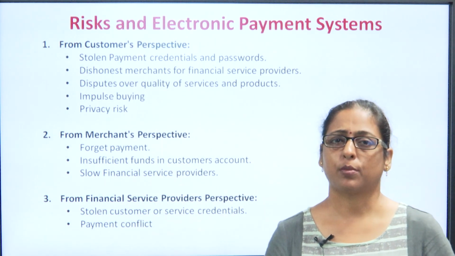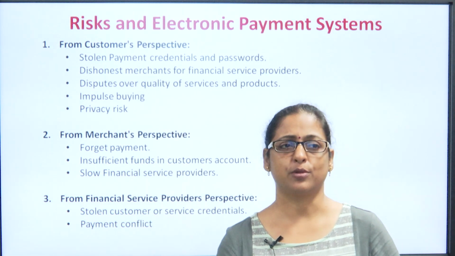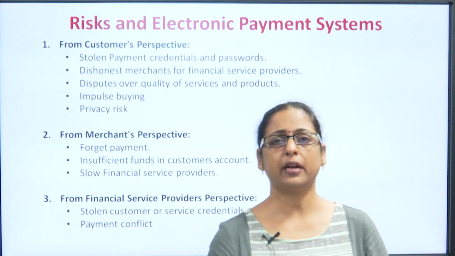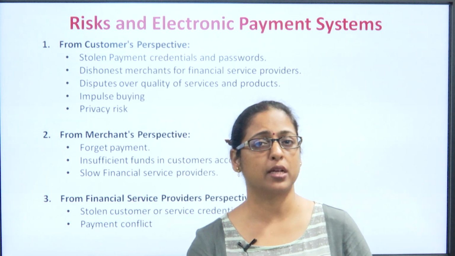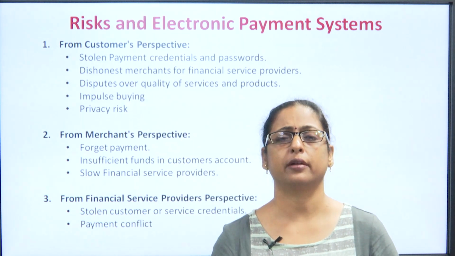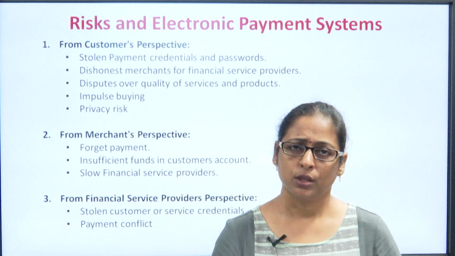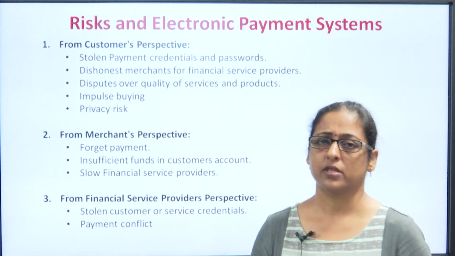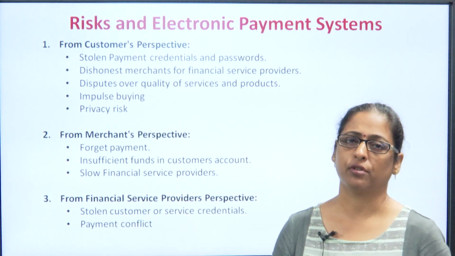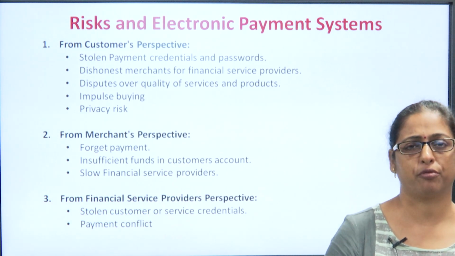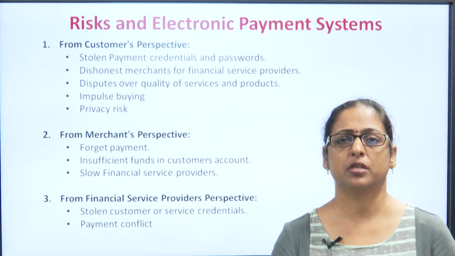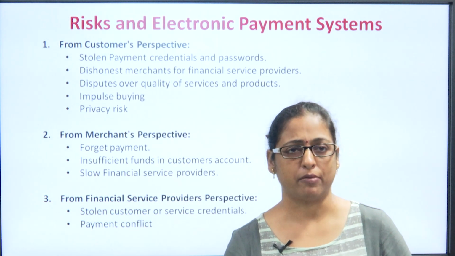Then impulse buying is a problem. Impulse buying is basically a concept where the customer tends to purchase more products than they have listed or than is actually required. So, that is also one risk. Then privacy risk, obviously, since I need to share information with the various intermediaries. So, this is again a privacy risk.